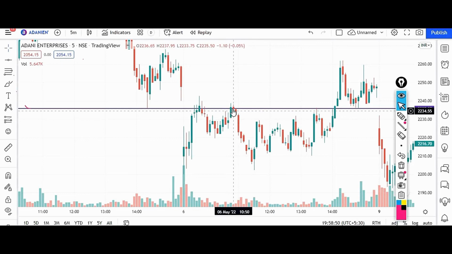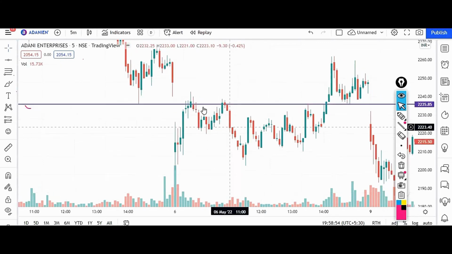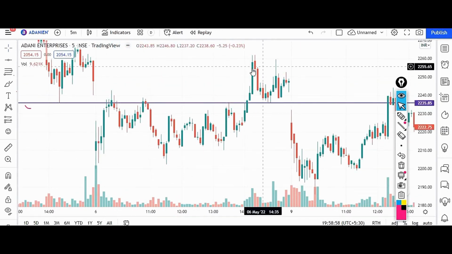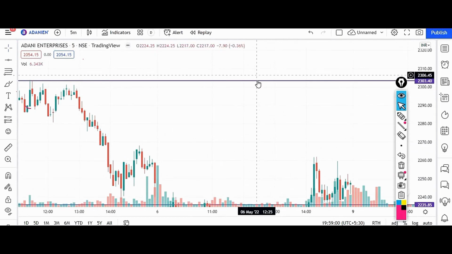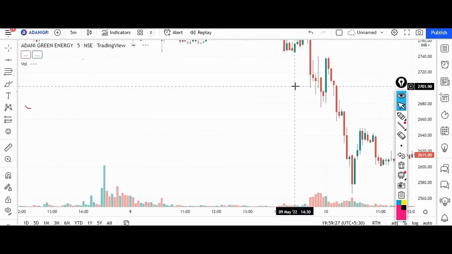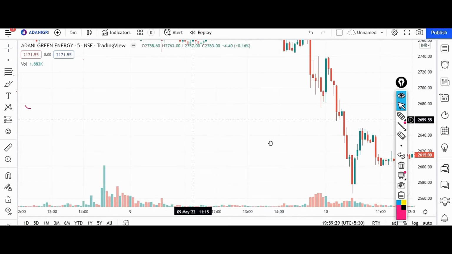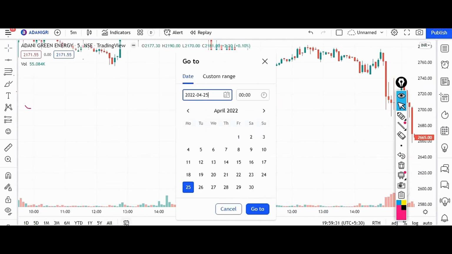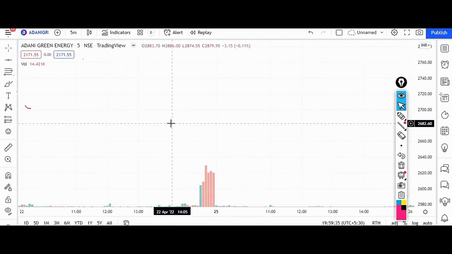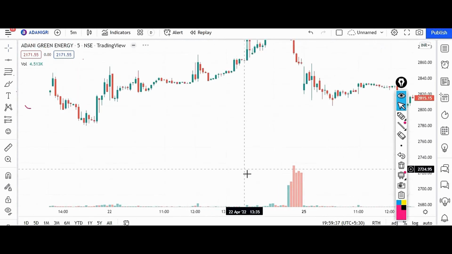Okay, if you entered again, if you miss out this one, you might enter here. Some 1:1 happened. Again another opportunity given. So 1:1 is given. Let's move. So very lengthy, so let's move quickly to different charts. Let's check with April 25th. This is Adani Green Energy.